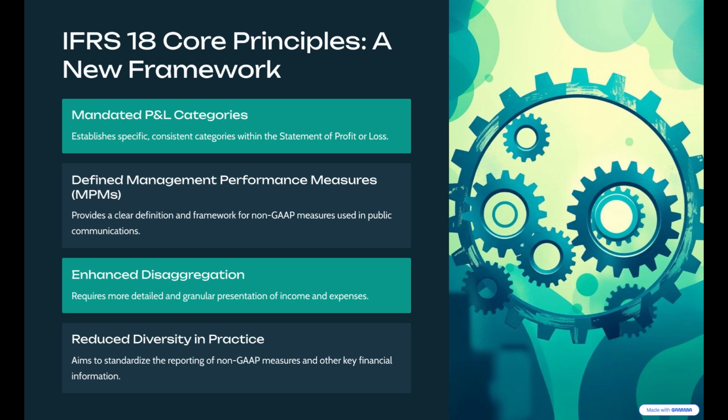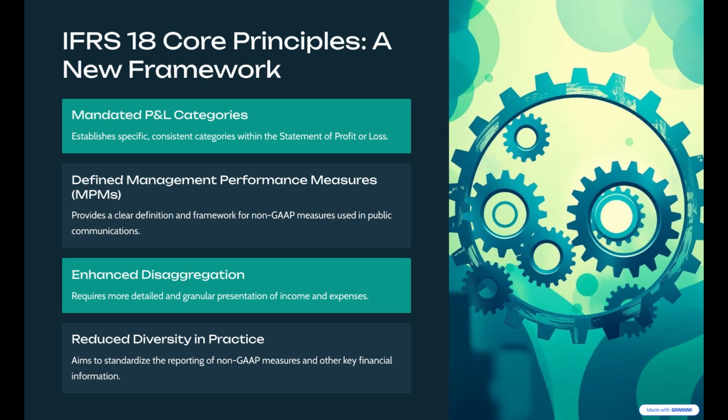Investing, income and expenses from investments that generate returns independently of operations, e.g., dividends, gains on equity investments. Financing, costs associated with obtaining finance, e.g., interest expenses. This structured layout enables stakeholders to understand where performance is coming from and compare financial results more effectively across different entities.